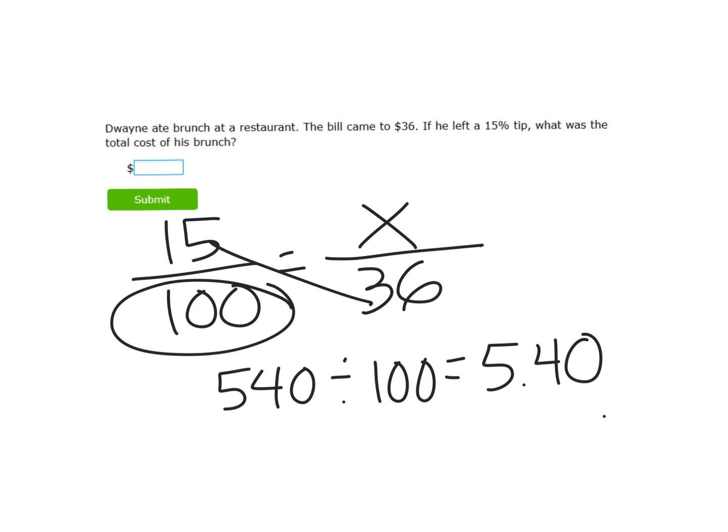If you've been to a restaurant and someone pays a tip, it's extra. It's added on. But what are we going to add it to? We're going to add it to 36, and that's going to give us our total.